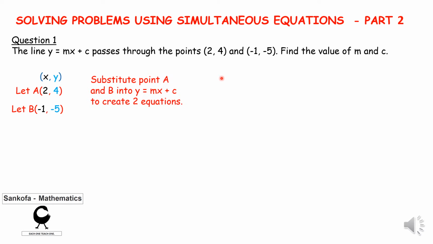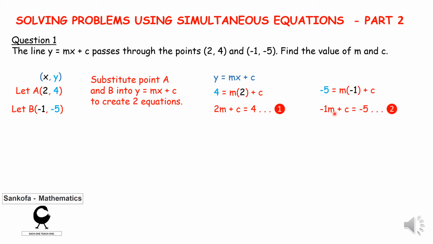So I'm going to use y equals mx plus c and substitute these values in for x and for y. If I do it for the first one, it cleans nicely to 2m plus c equals 4. If I do it again for the second one, it becomes -5 equals -1 times m plus c, which is just negative m plus c equals -5. So I can solve them here simultaneously.